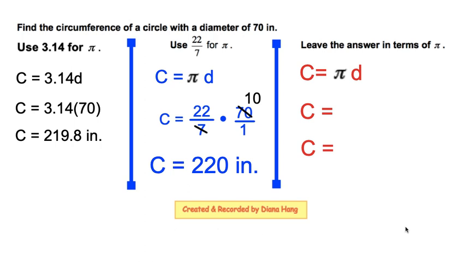Last but not least, some textbooks will ask you to leave the answer in terms of pi. So that means do not replace 3.14 or the fraction 22/7 for pi. Just leave it as if it's a variable. We do know your diameter, and anytime a number is being multiplied by a variable, you would put that number in front. So your circumference is 70 pi inches.